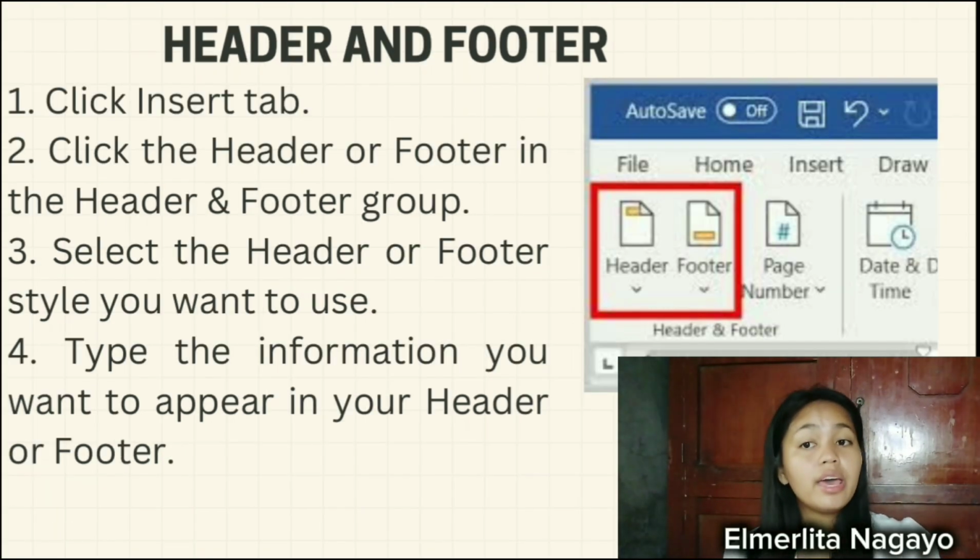So let's move on to the header and footer. First step is click the Insert tab. After you click the Insert tab, click the header or footer in the header and footer group. Then after you click that, select the header or footer style you want to use. Then, type the information you want to appear in your header or footer.